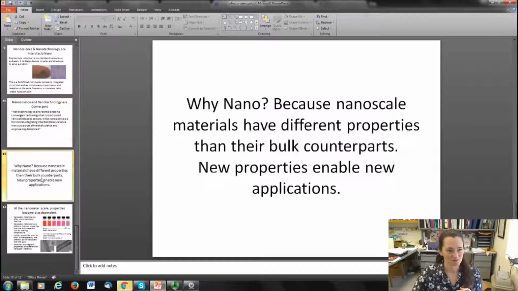So, why nano? Why would you want to go nano? What would nano provide that macro scale or even micro scale devices couldn't provide? Basically, nanoscale materials have different properties than their bulk counterparts, and the reason, of course, is quantum mechanics. You're starting to get into the area where quantum mechanics really rules the day, and that can give you some really fascinating and interesting properties that you wouldn't see in a bulk sample of that material. These new properties then enable new applications which people really want to take advantage of. We're going to talk a lot more about this in this class.